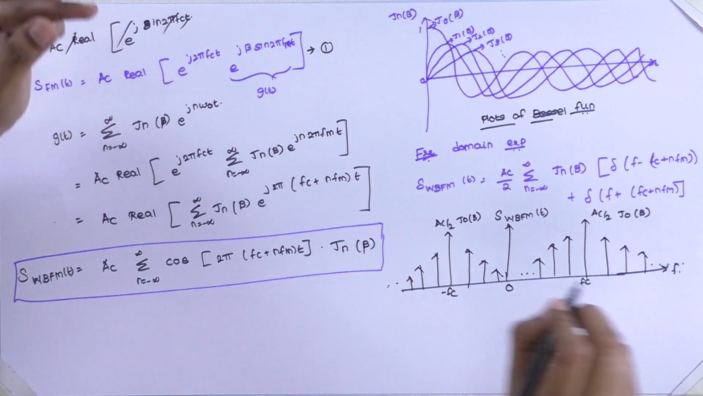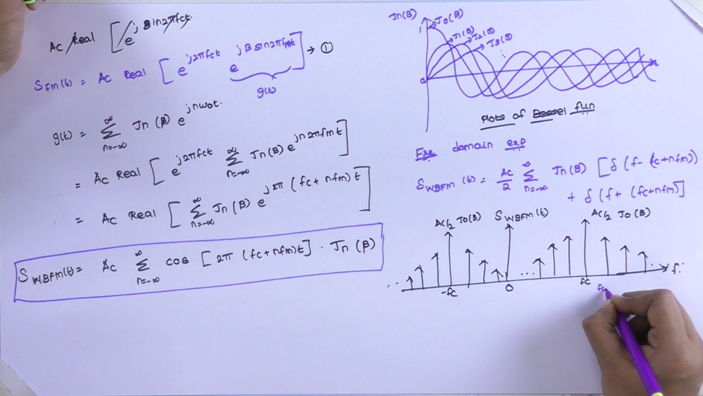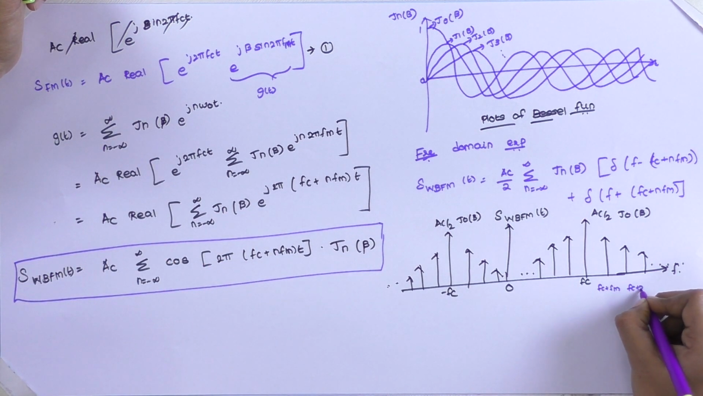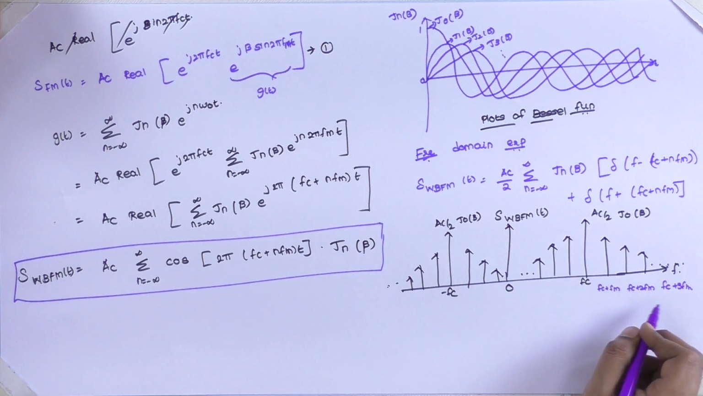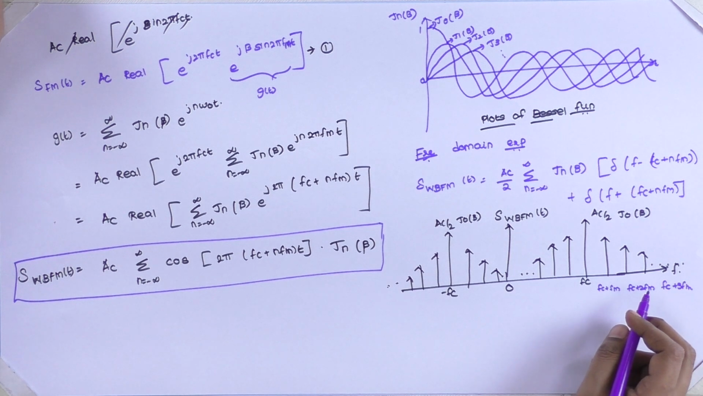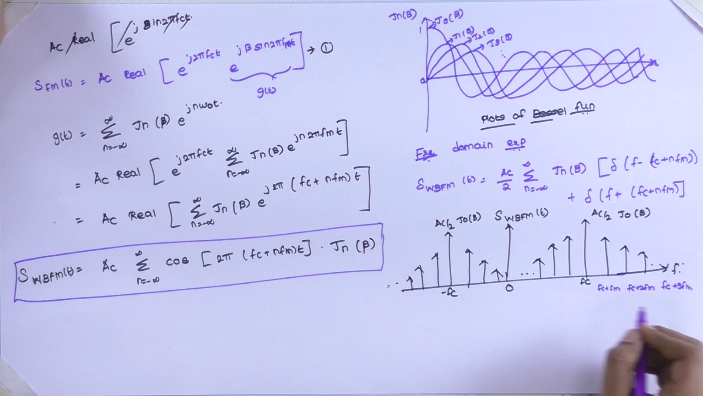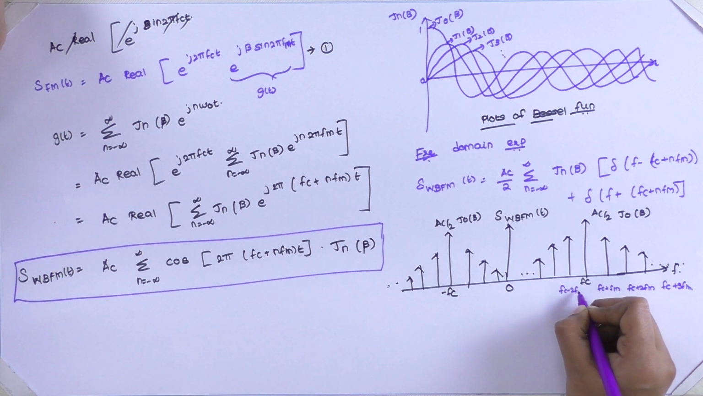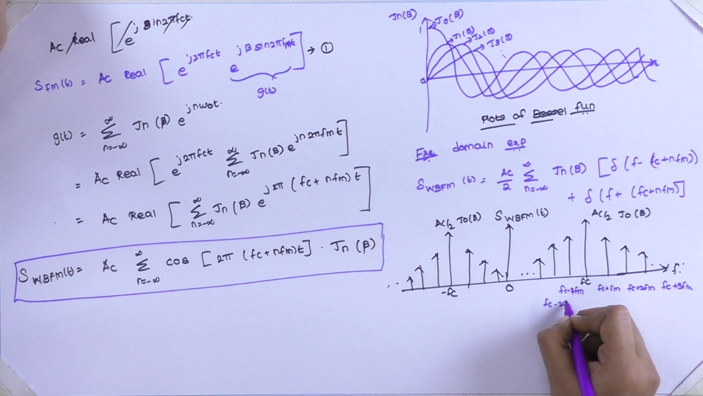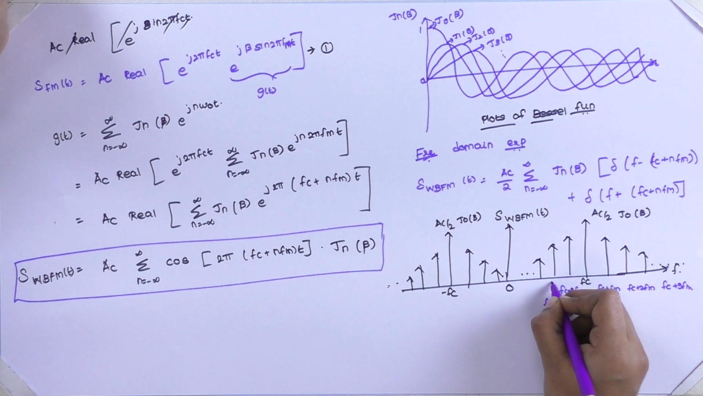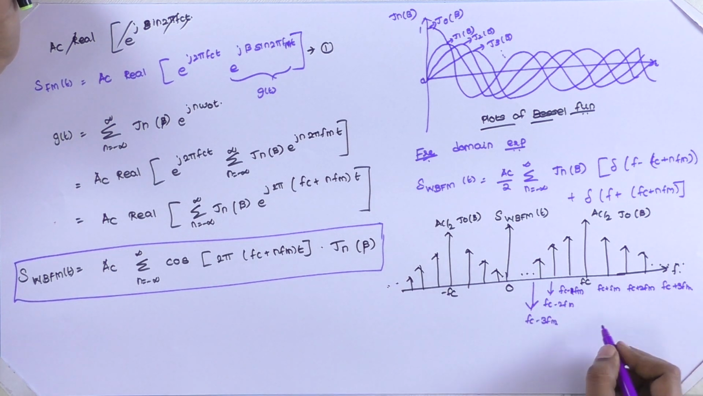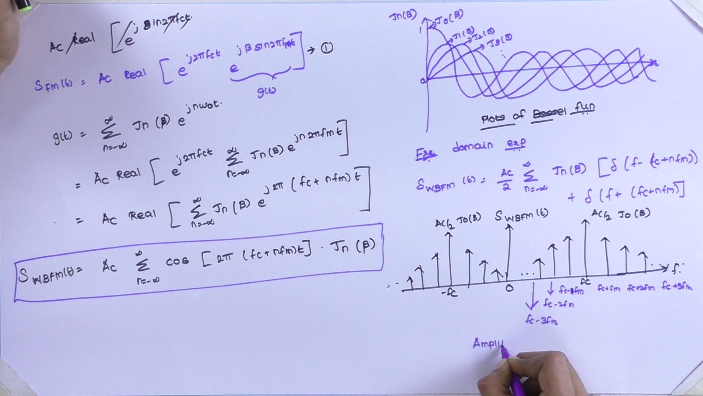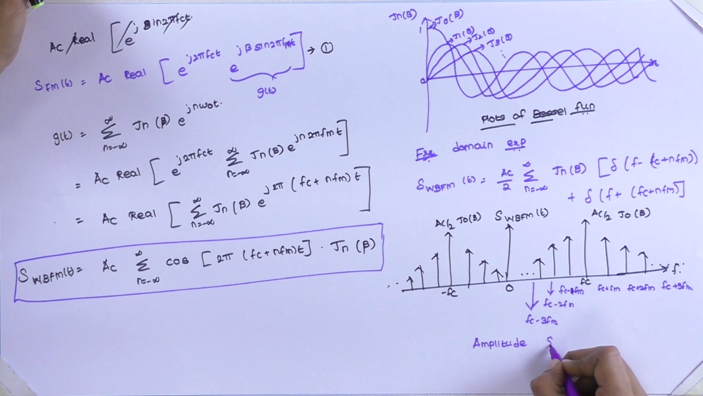In terms of f, this value is fc plus fm, the second is fc plus 2fm, the third value is fc plus 3fm. It means that sideband frequencies are spaced symmetrically on either side of the carrier at a frequency separation of fm, 2fm and 3fm. This is fc minus fm, here fc minus 2fm, here fc minus 3fm. So it goes on like this. This is the amplitude spectrum of wideband frequency modulation.